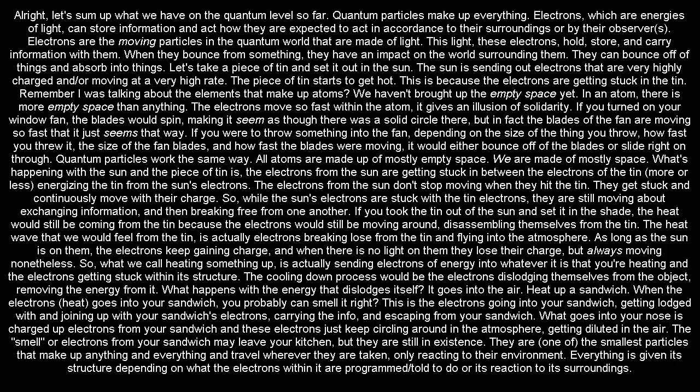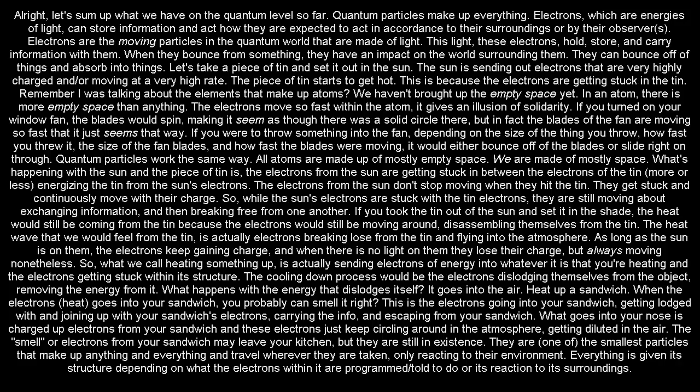What's happening with the sun and the piece of tin is, the electrons from the sun are getting stuck in between the electrons of the tin, more or less, energizing the tin from the sun's electrons. The electrons from the sun don't stop moving when they hit the tin. They get stuck and continuously move with their charge. So, while the sun's electrons are stuck with the tin electrons, they are still moving about exchanging information, and then breaking free from one another.